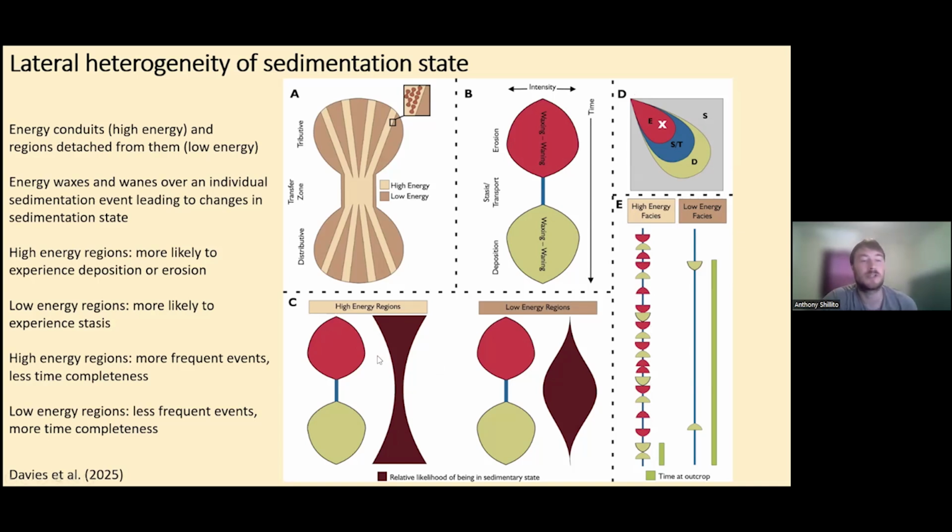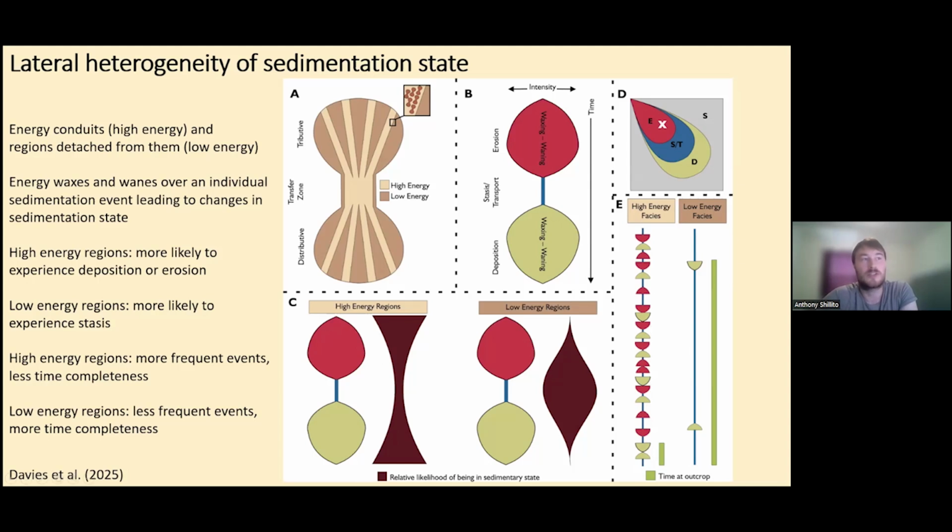In high energy regions within the system, we're more likely to be experiencing deposition or erosion. As we see in fluvial channels, we're getting constant movement of sediment, constant deposition, but it's also being constantly eroded. And in low energy regions, such as our floodplains, we're far more likely to be seeing sedimentary stasis. And this means that our high energy regions, high energy facies, are having far more frequent events, but we're also getting less time completeness from these areas.